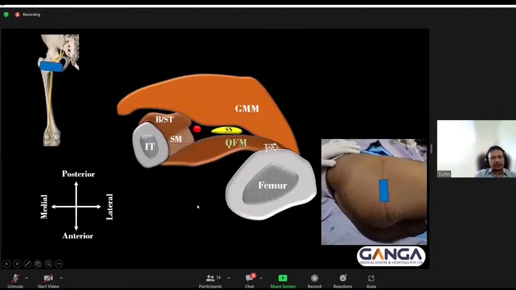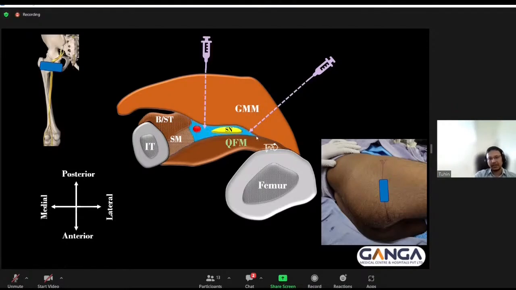Coming to the ultrasound guided subgluteal approach, the probe is placed between the GT on the lateral side and the ischial tuberosity on the medial side. It can be performed with an out of plane or in plane technique, lateral to medial, and the drug is deposited around the sciatic nerve.